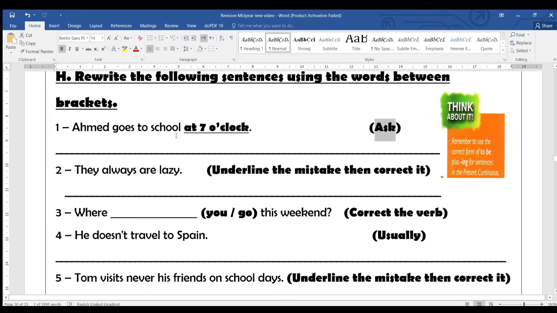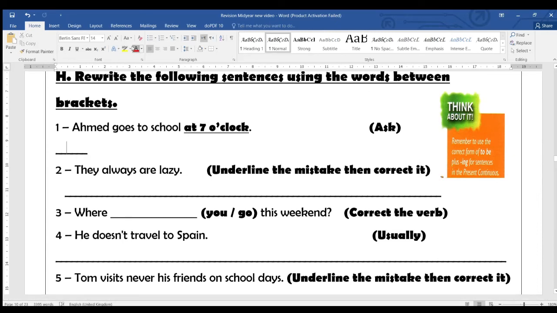Ahmed goes to school at 7 o'clock. So I need to know this. I need to ask about this. What am I going to do? Let's start together. First of all, what is the tense of this sentence? It's in the present simple, right? So the question will be in the present simple as well. Ahmed goes to school at 7 o'clock.